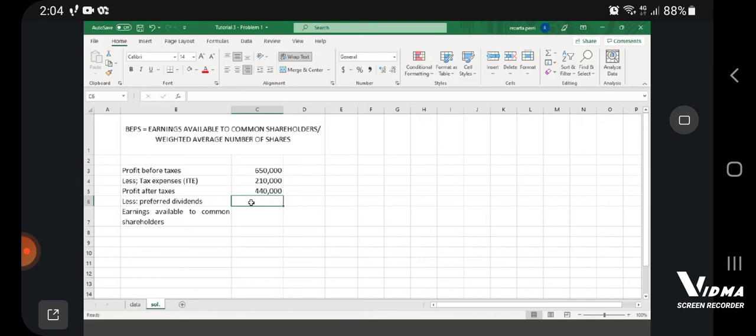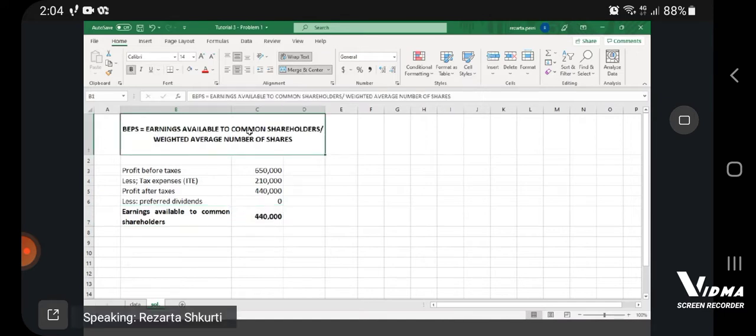In this case, we do not have any preferred dividend, so that means that the earnings available to common shareholders are the same as profit after taxes. With this, we have calculated the first line needed to be able to calculate basic earnings per share: earnings available to common shareholders.